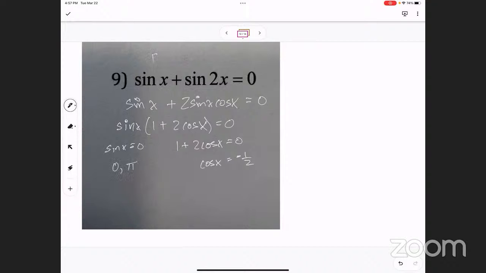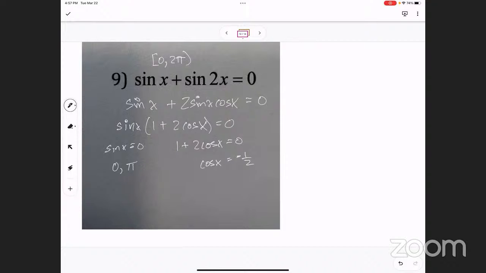I'm assuming it's between 0 and 2 pi, yes? Is that where they want us to solve this, between 0 and 2 pi? Or was it negative pi to pi? It's probably 0 to 2 pi. Usually you don't see the negative pi to pi.